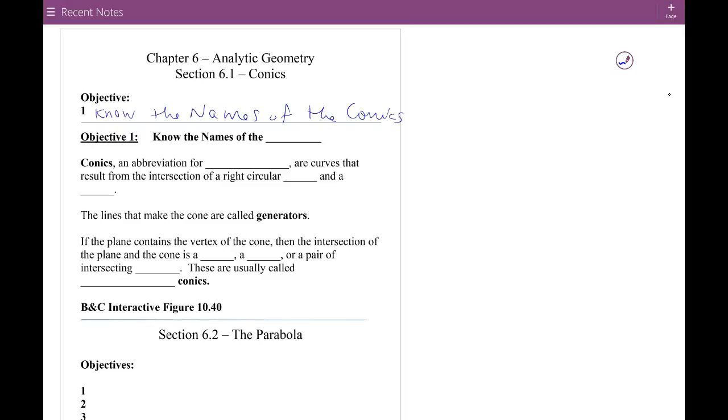So that's all there is in 6.1. You'll see there's no homework for this. So I just want you to know the names of the conics. So the ones you hear about most often are parabolas, ellipses, and hyperbolas. But there's a couple other ones I want to make sure and mention.